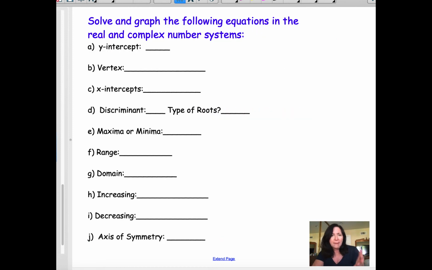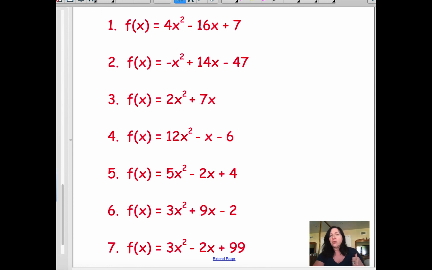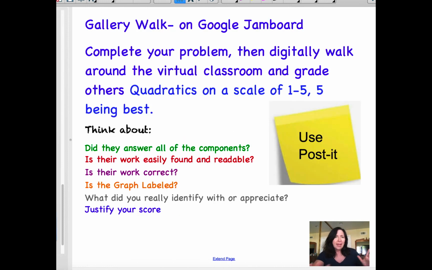You are going to get all of these things, whether it's increasing and decreasing as well. You're going to tell me also the domain and range. These are the equations that you're going to get. And it's going to be a virtual gallery walk on Jamboard. So if you miss class for whatever reason, this is actually what you're going to be doing. You are going to be grading each other, and I kind of like that part. We'll see how you guys do.